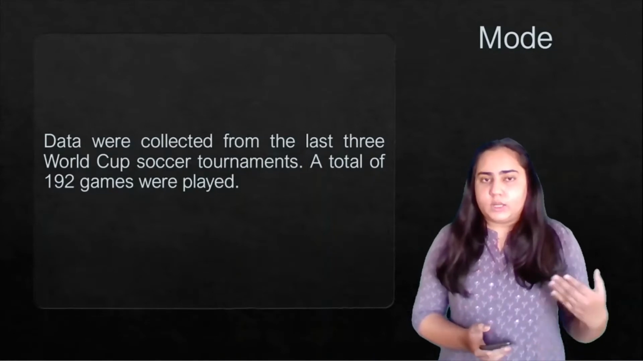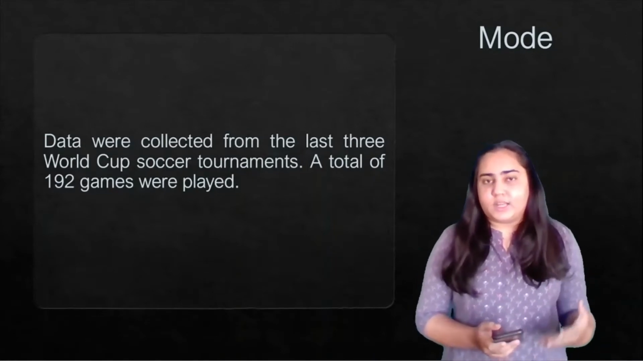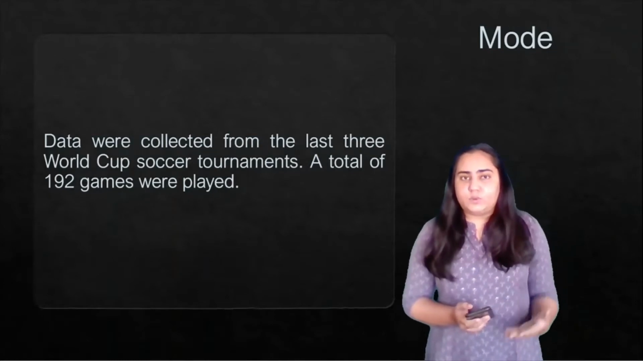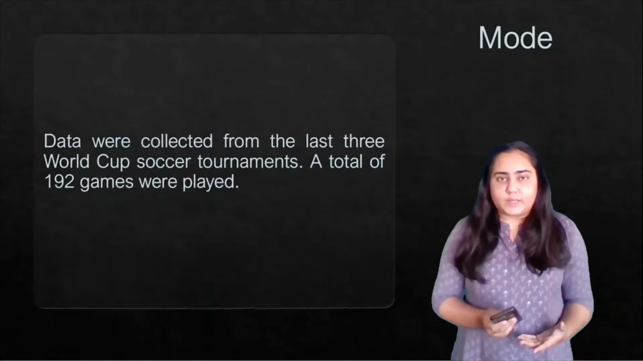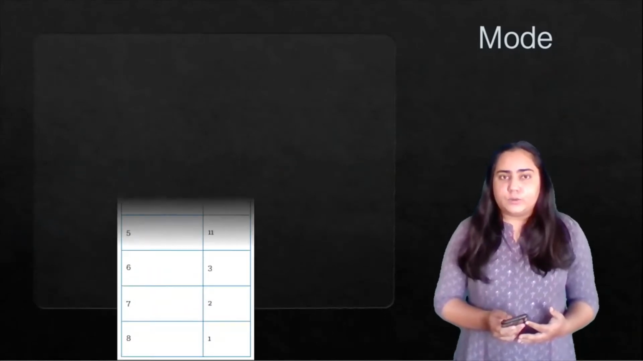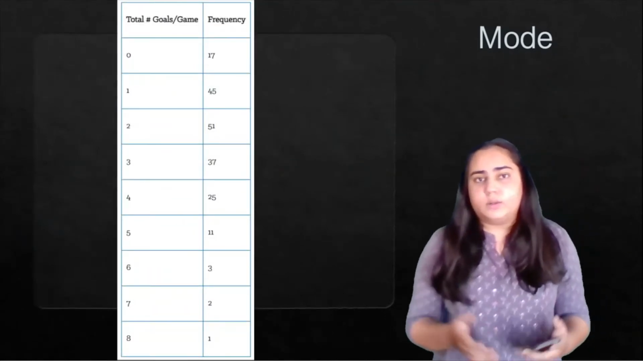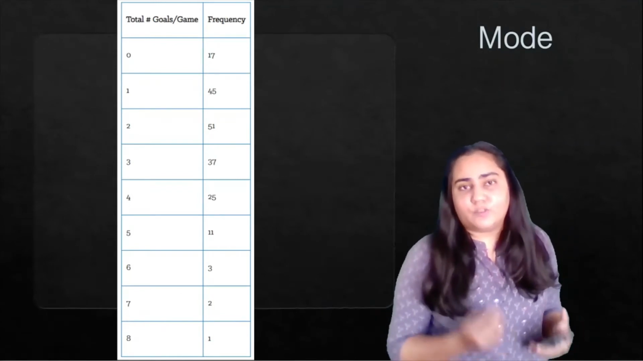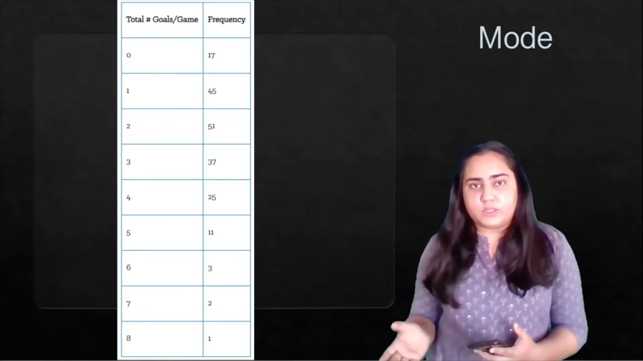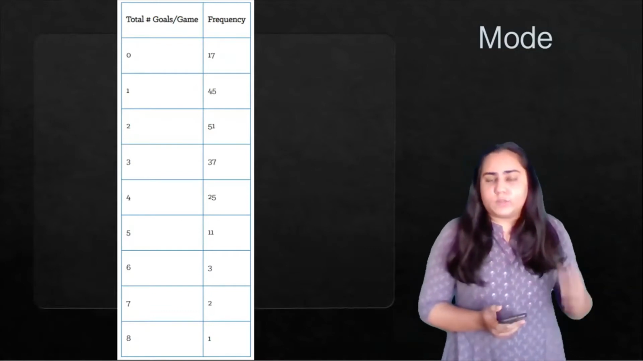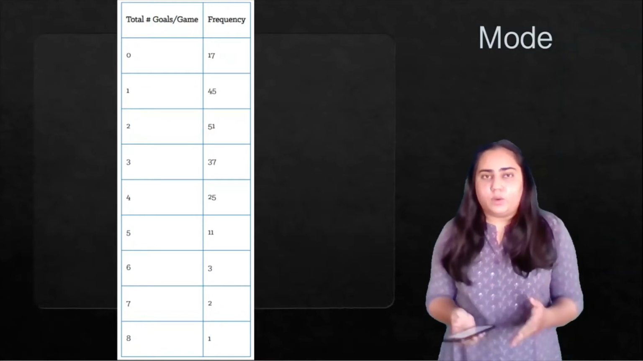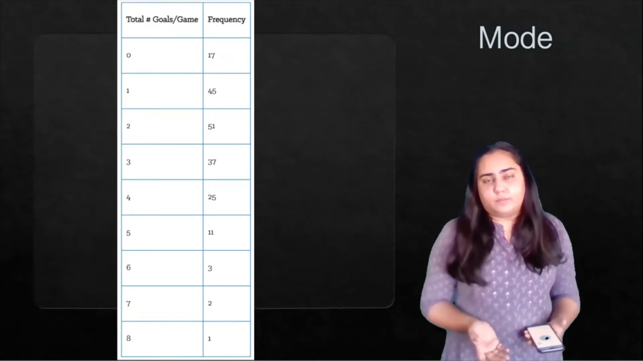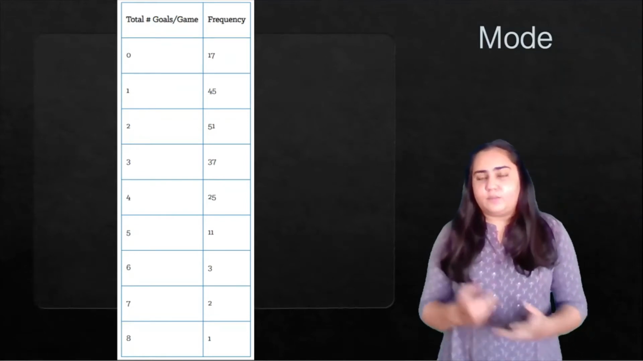So this is another example of mode. Data was collected here from the last 3 World Cup soccer tournaments, and a total of 192 games were played. This is the data collected, which shows the total number of goals per game and the frequency of those goals. So if there was a game played, let's call it game 1, then in game 1, how many total goals were made? And then game 2, how many goals were made? Game 3, and so on.